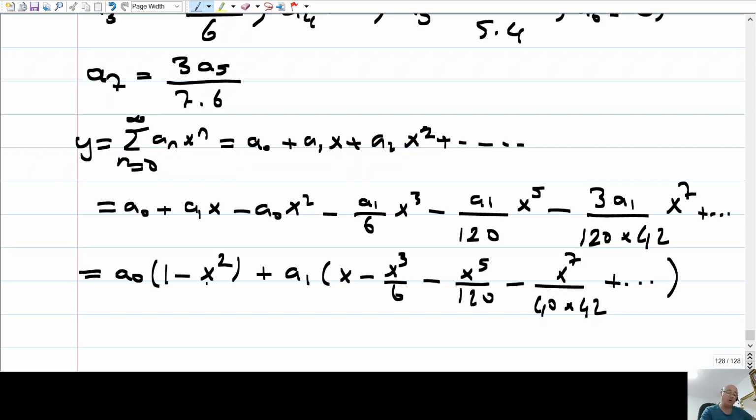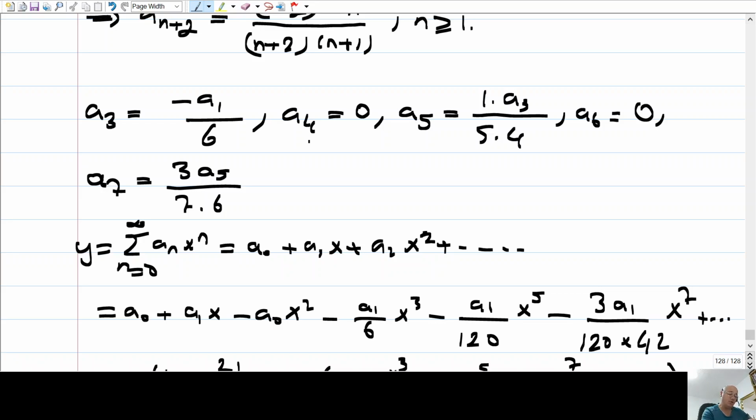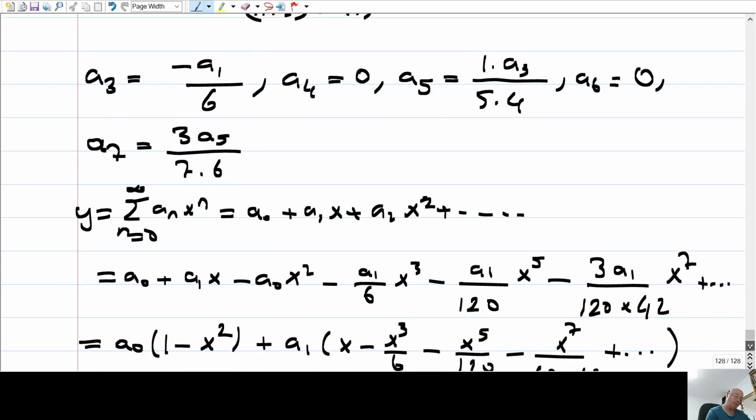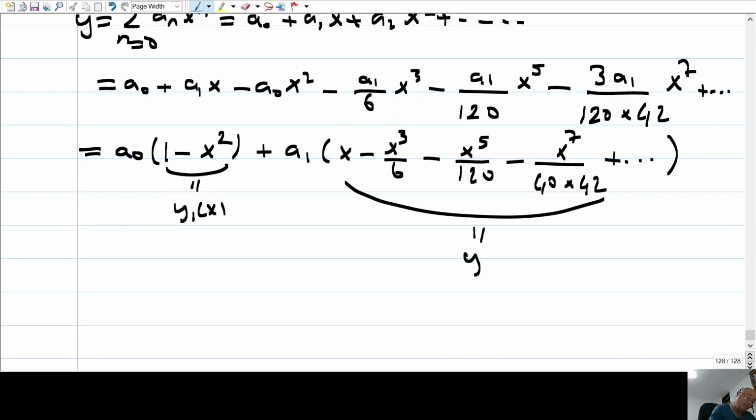So even power terms are only these two, the others will be 0, because since a4 is 0, a6 is 0, this will imply that a8 is 0, and so on. So this is what we get. So this is my y1(x), and this thing is y2(x). All right.